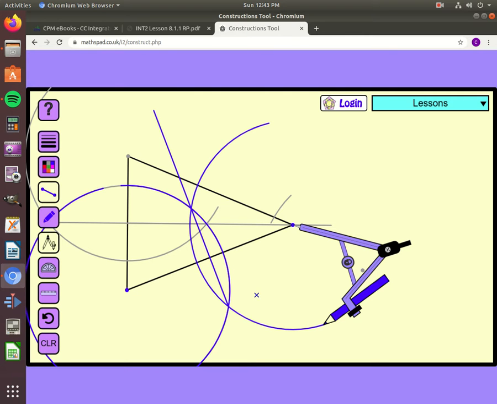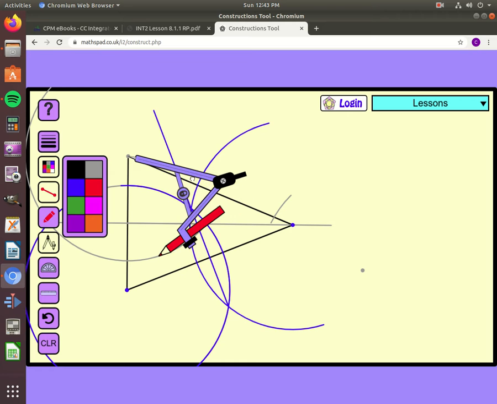I guess I should have used black for these ones like I did on the last one, but I already have my point right here. This is already the circumcenter, and it has some pretty cool properties, and I'll show you what those are in a bit, but let's go ahead and finish this up.